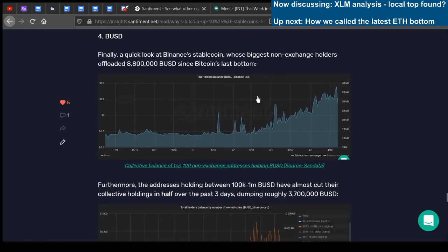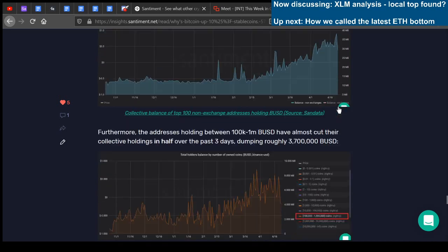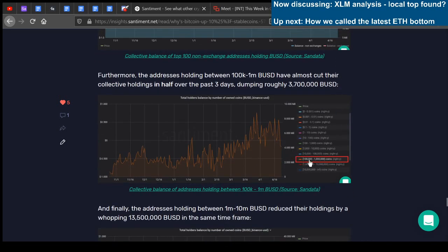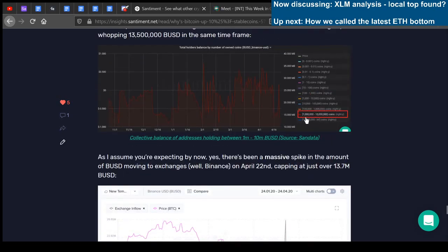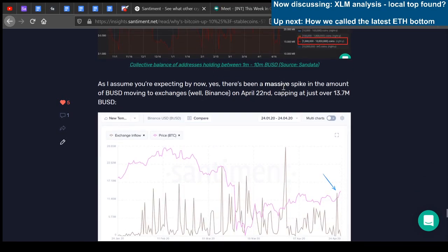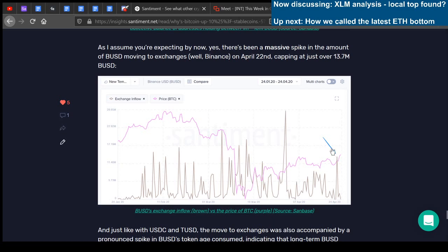And finally, BUSD, although a smaller stablecoin, has been gaining ground among even some institutional holders. Same thing. The biggest whales have started offloading their BUSD. People holding between 100,000 and 1 million BUSD have done the same. The same thing with people holding between 1 million and 10 million BUSD. So all of these wealthy stablecoin holders seem to be once again coming back to the market, which is emphasized by another spike in the exchange inflow of BUSD.